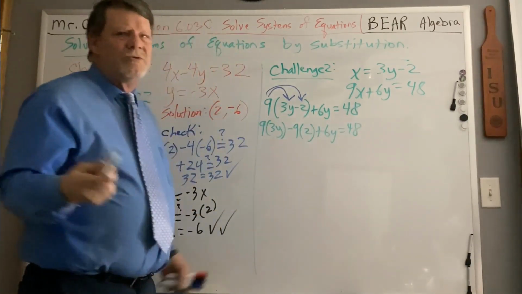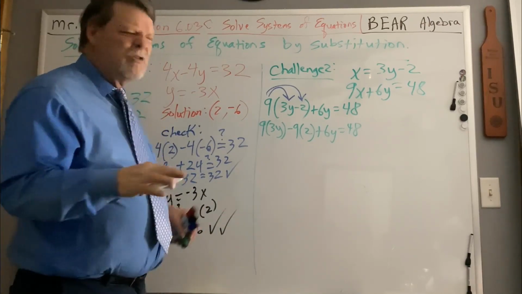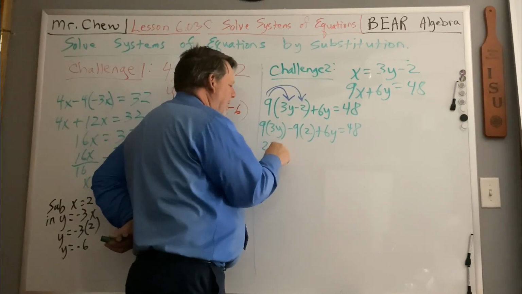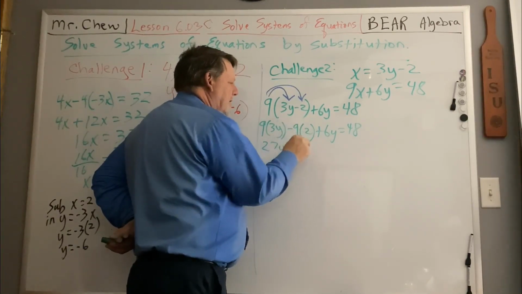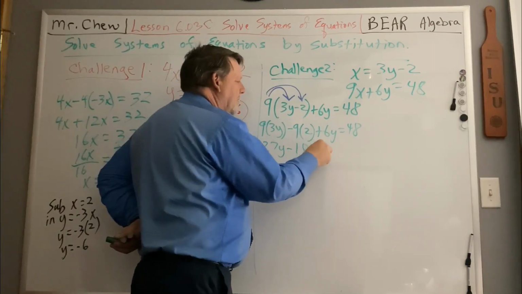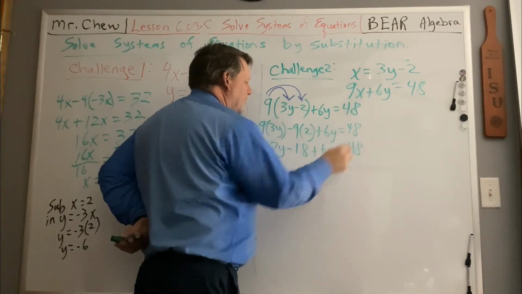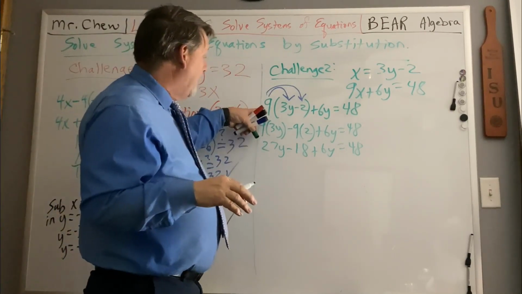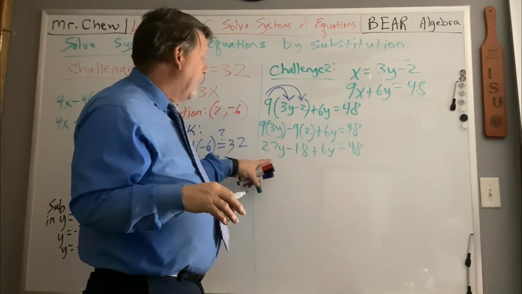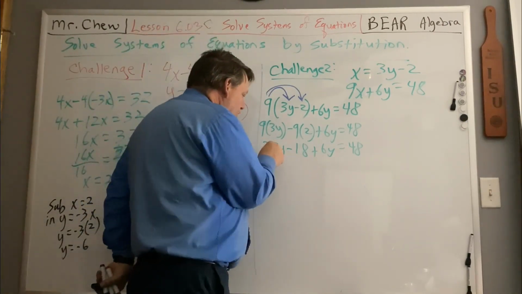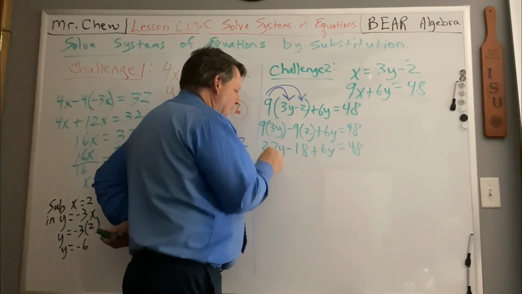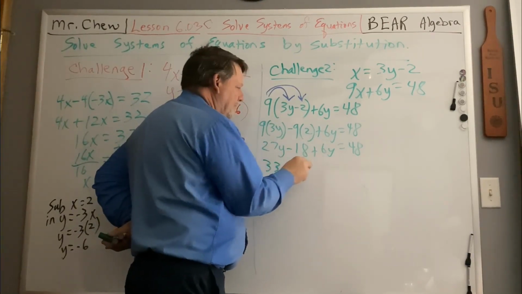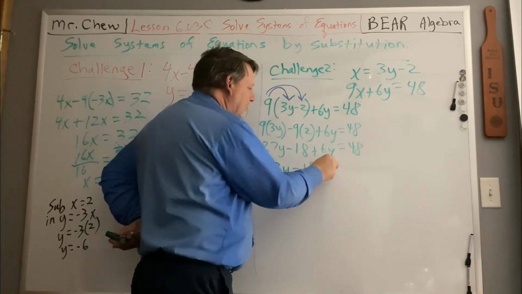So now this equation will just be a little bit harder to solve. Not real hard, but just a little bit harder. 9 times 3y is 27y. Minus 9 times 2 is 18, plus 6y equals 48. Now before I can solve this, I have to do the distributive property and now simplify and combine like terms. So you notice I got y's here and y's here. So 27y plus 6y is 33y minus 18 equals 48.